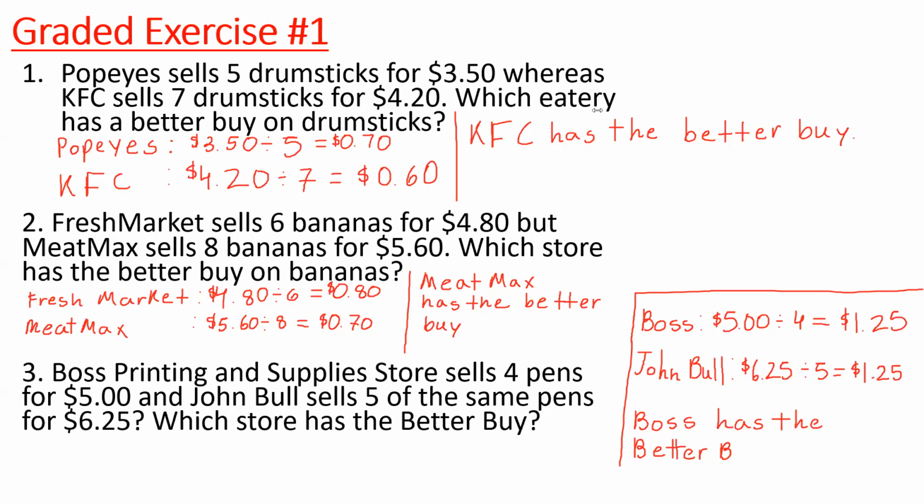So $5 divided by 4 is definitely $1.25, and $6.25 divided by 5 is $1.25. So neither has the better buy. It's the same thing because the unit prices are the same.